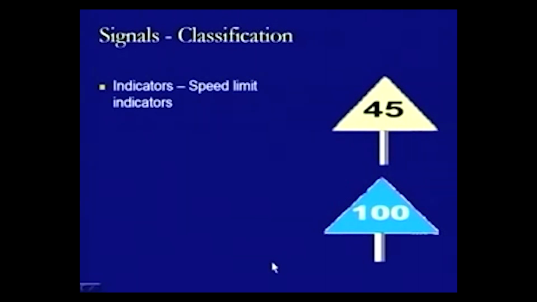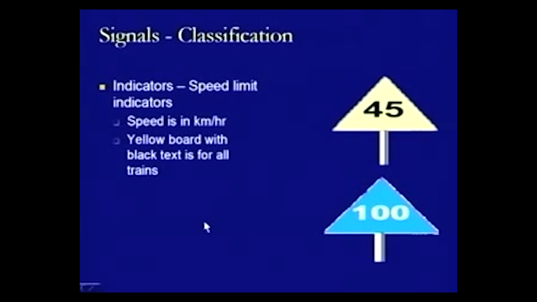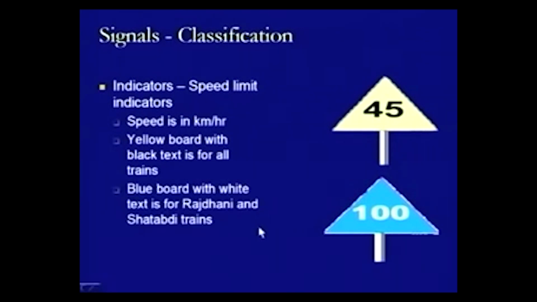Then we have some other indicators like the speed limit indicators. So, if this is 45 it means 45 kilometers per hour, if it is 100 it means 100 kilometers per hour, and a yellow board is generally used for all types of trains with black text, whereas if it is a blue board with white text, then it is used for Rajdhani or Shatabdi trains. So, next time when you are moving, if you see this one, you can understand that this is a restriction for Rajdhani Shatabdi and this is a restriction for the rest of the trains.